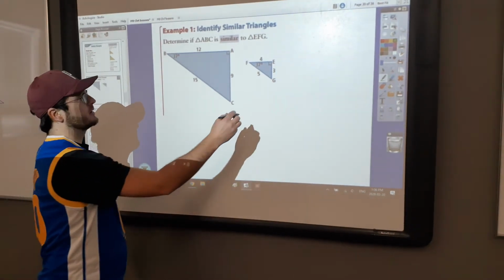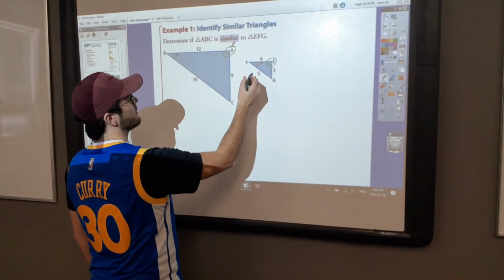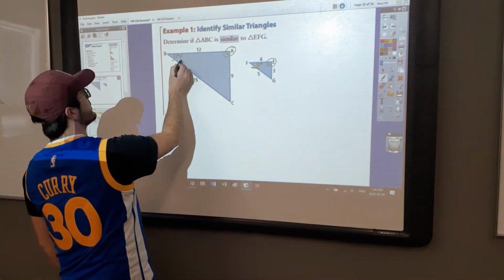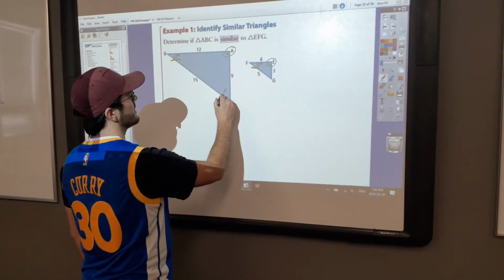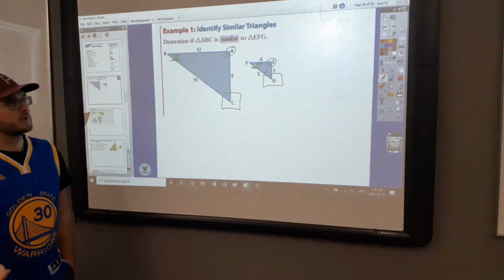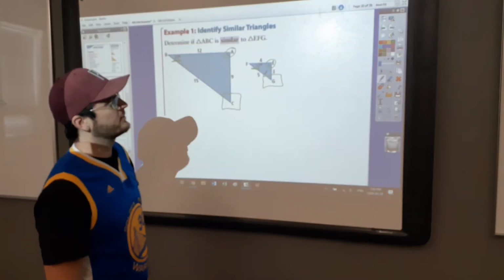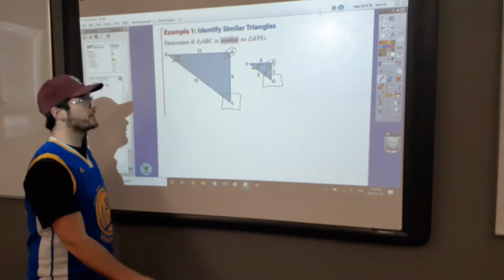Here we can take a look at this example. We've got a 90-degree angle and a 90-degree angle. Those are corresponding. Then we've got a 37 and a 37, which means if those two angles are the same, these last two must be as well. We can figure out what they are, but we don't really need to, because we know that the angles are the same.